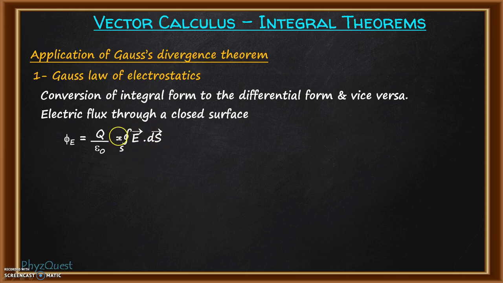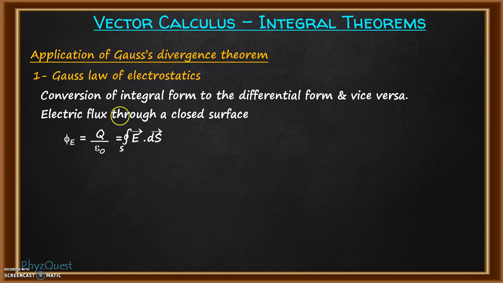This is a surface integral. We can convert it easily to a volume integral using the Gauss divergence theorem. So this will be a volume integral over the divergence of the electric field E, that is del dot E. And on the right hand side, epsilon 0 is a constant term. Q can be written in terms of a volume integral. Q is your total charge, so it can be written as the integration over volume V of rho dV. Rho is your volume charge density.